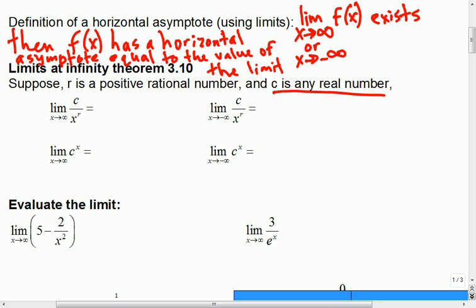Is it too early to talk about infinity? Possibly. There's probably a good chance that it's too early.